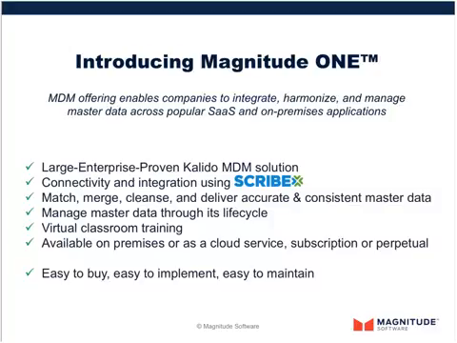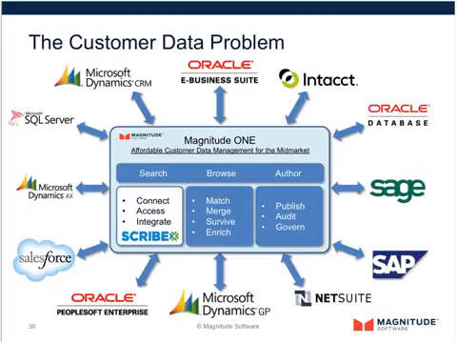And the final point about Magnitude 1 is it's available on premises or as a cloud service. You can get a subscription license or a perpetual license. The idea is it's going to be easy for you to buy, implement, and maintain. So what this looks like then is Magnitude 1 at the center here with the robust capabilities to do everything in the white and the blue boxes.